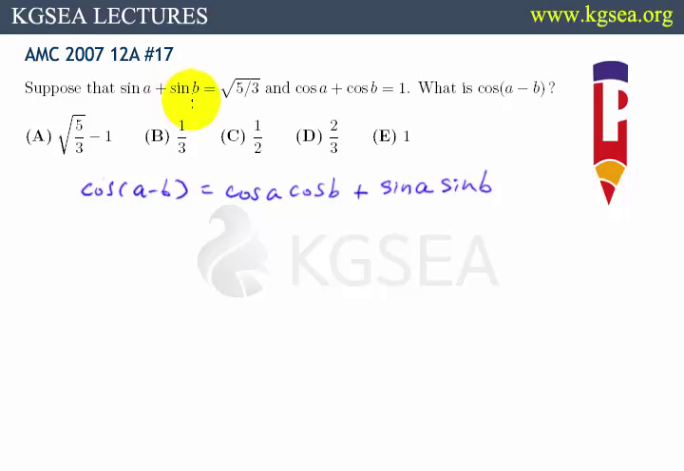If I square this guy, the square root was kind of telling me that it wants to be squared. Did you hear that message? When you study too much, then you start hearing those things from the numbers. You hear the voice telling you, I want to be squared. So here's sine A plus sine B squared is equal to root 5 over 3 squared.